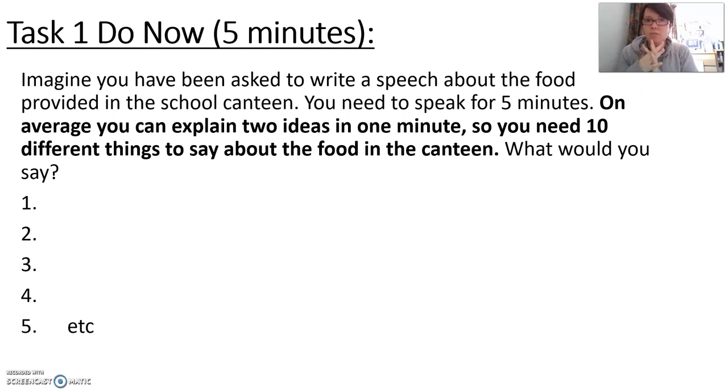Imagine you have been asked to write a speech about the food provided in the school canteen. You need to speak for 5 minutes. On average, you can explain 2 things in 1 minute. So you're going to need 10 different things to say about the food in the school canteen. And then I want you to just number 1 to 10 for me, and you're going to pause the video and come up with 10 different things that you could have said in a speech about the food in our school canteen. So pause the video now and come up with your 10 things.